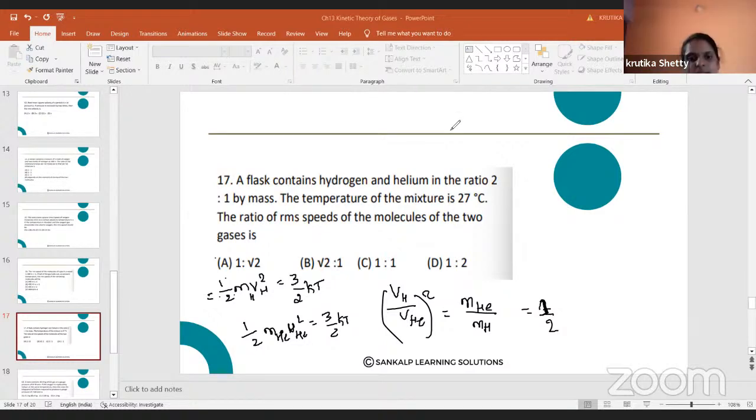Did you get it? So we are considering that half mv square is equal to 3 by 2 kT. So if I take the ratio here, the hydrogen is in the ratio of 2:1. So hydrogen becomes 2, helium becomes 1. So as vH by vHe whole square is there, therefore it becomes under root of 1 by 2, that is nothing but 1 upon root 2. Yes. So that is option A. Then the next question.